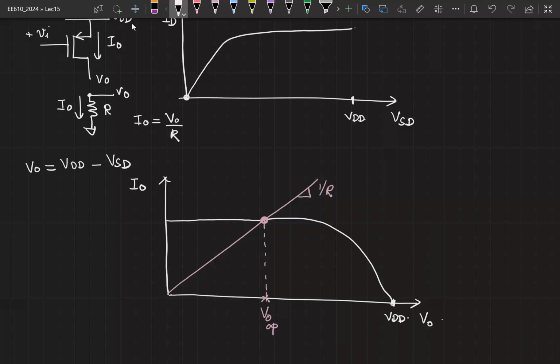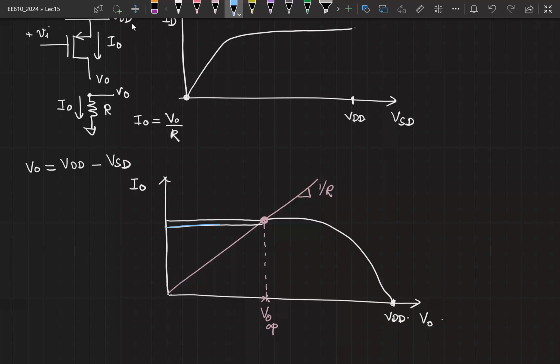Which means now my gate voltage is increasing by a small amount. What happens if my gate voltage increases by a small amount? What happens to this curve? Does it shift up or down? Gate voltage has increased, right? What happens to the current through the MOSFET? Decreases, right? So it has to shift slightly down.